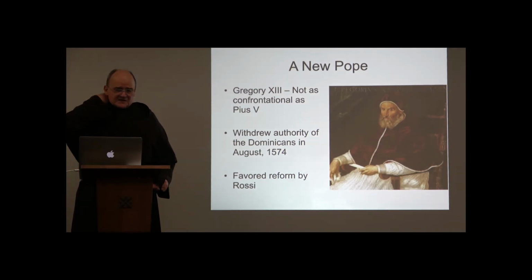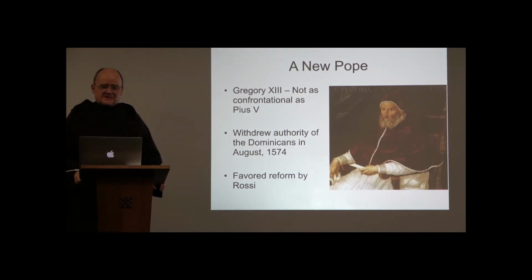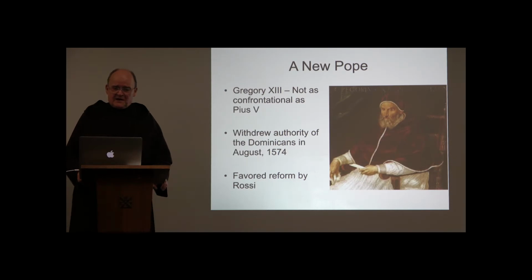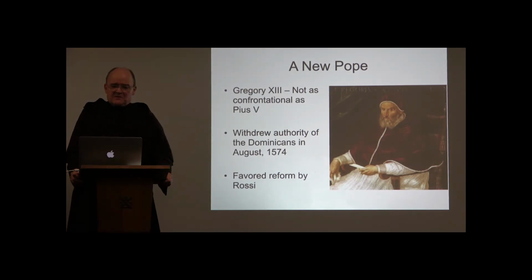Fortunately, things begin to iron out at the death of Pope Pius V. His successor is Gregory XIII. He was not nearly as confrontational as Pius had been, and he felt that perhaps the Carmelites really should regain control of their own reform. So he thanks the 3 Dominican visitators, relieves them of their power, and throws the ball back to Rossi, hoping that he's going to be able to sort things out.